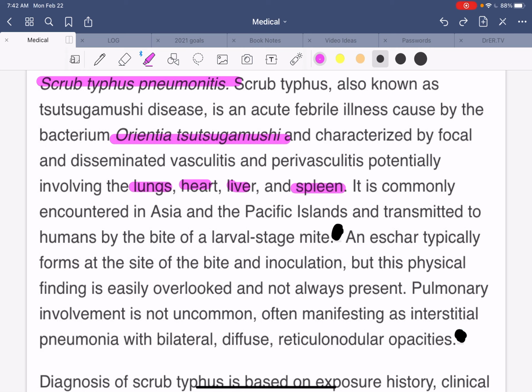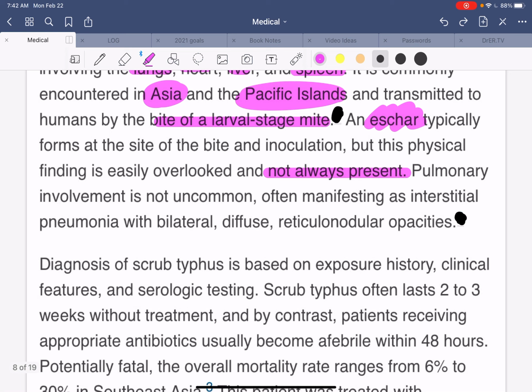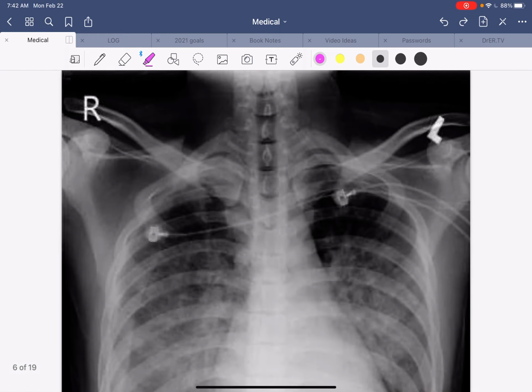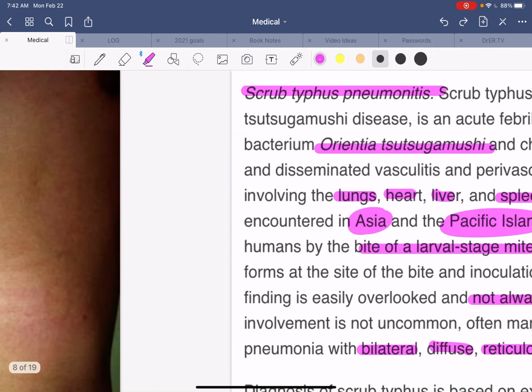It's commonly encountered in Asia and the Pacific Islands and is transmitted by the bite of a larval stage mite. The eschar typically forms at the site of the bite and inoculation, but the finding is easily overlooked because we don't search for it, and it is not always present. Pulmonary involvement is not uncommon, like in this patient, and often manifests as interstitial pneumonia with bilateral diffuse reticulonodular opacity. So patchy diffuse reticulonodular opacities, that's what we're seeing on that x-ray.